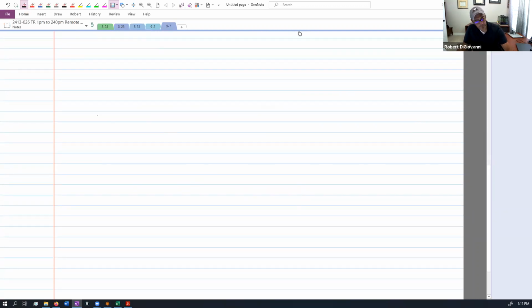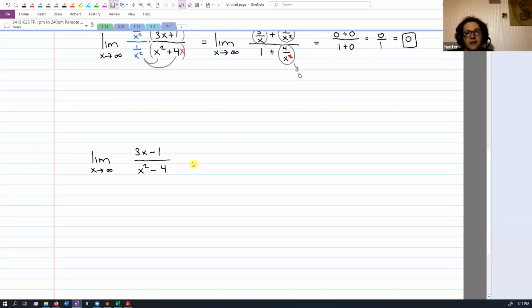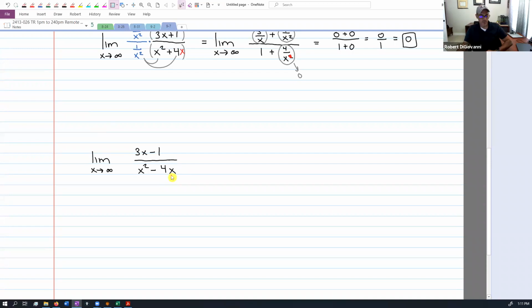How about this one? Limit x goes to infinity, 3x minus 1 over x squared minus 4. I changed the problem just slightly. Do y'all see the difference? It's negatives. I put, yeah, you know what? Subtracting instead of adding. Let's make the bottom minus 4x. Change that to minus 4x.